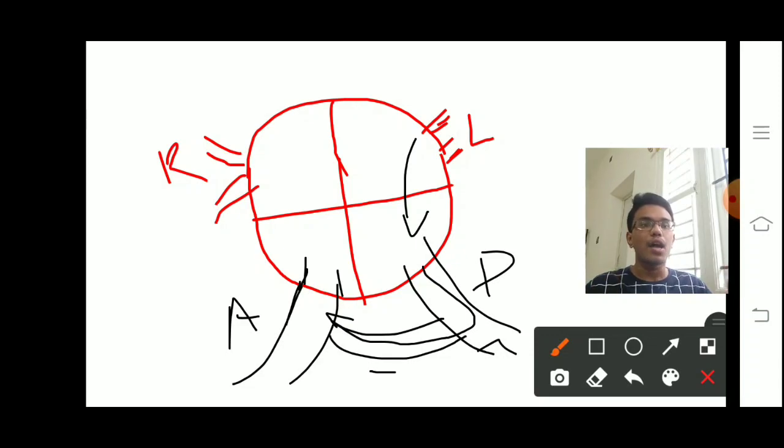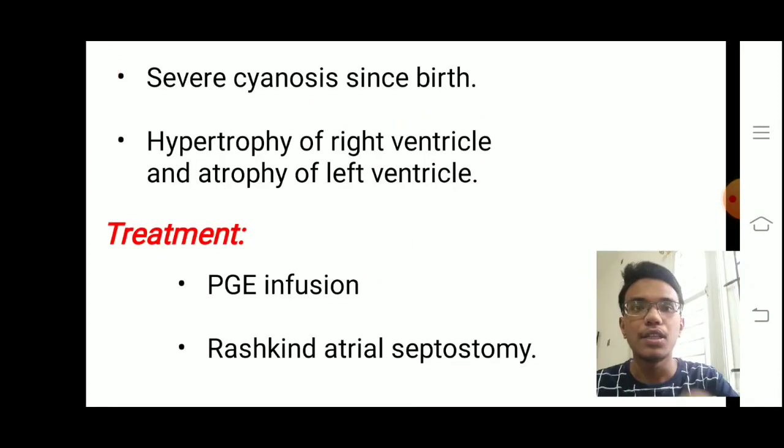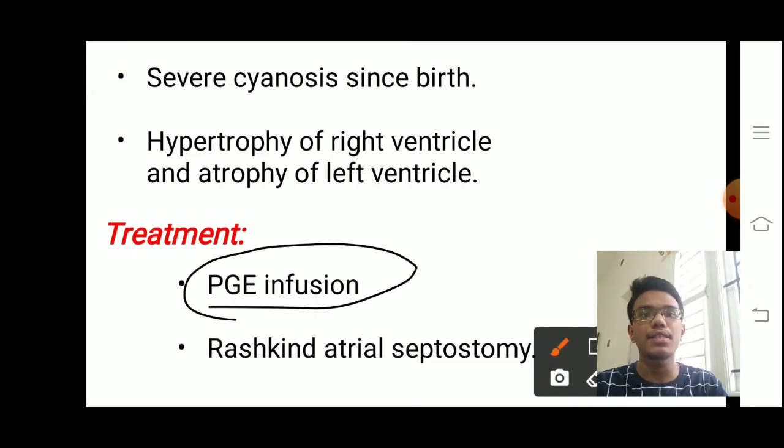That means we are allowing that oxygenated blood to flow into the systemic circulation from the pulmonary circulation. That means we are connecting a channel by which the pulmonary circulation and the systemic circulation get merged. Okay. So, by this the cyanosis will get reduced eventually. Even though it will not produce significant improvement in the child, a little bit of improvement can be seen. Now, this is the first option of treatment, that is PGE infusion.